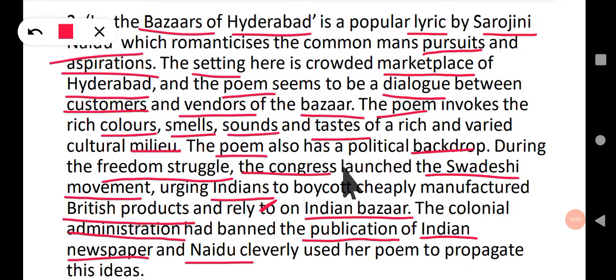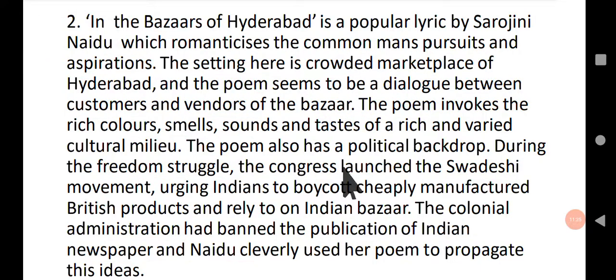And Naidu cleverly used her poem. Naidu is a noun. Naidu in the sense Sarojini Naidu. Poem to propagate ideas. Ideas is a plural noun. Okay. So all the underlined words that you can see on the screen, all the words which are underlined with red color, they are all noun forms here. Okay, got it? I'm just exiting this. Please note down all these nouns, pause the video and note down, or else you can just take a screenshot of this and note it down in your books.